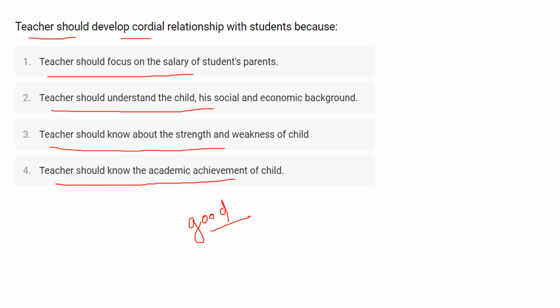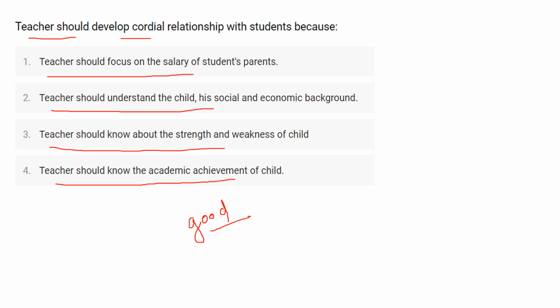This is the most appropriate because it is important for a teacher to know about the strength and the weakness of the child so that the teacher can plan accordingly. Supposing I know your strength and weakness, in which subject or topic you are weak, that means I will focus on that topic and try to clear that topic for you. So I will plan accordingly and establish a cordial relationship with you.